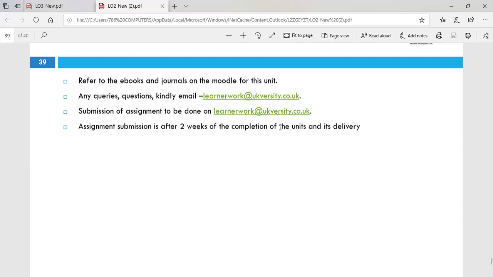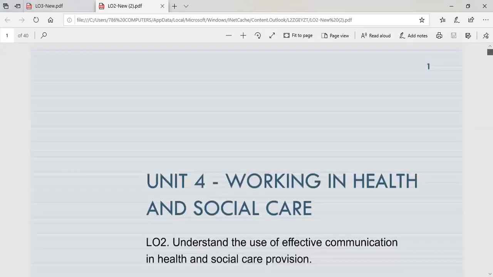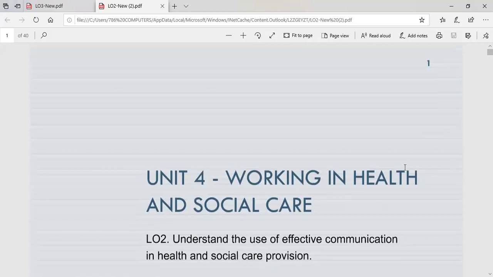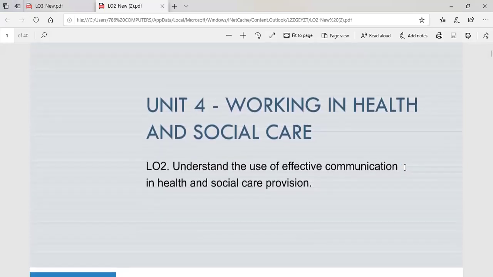Ideally, we do this once we complete the second learning objective, because it's taking a bit of time. The last session will be based on the discussion on assignments. Once that's done, you will have 2 weeks' time to actually work on your assignment.